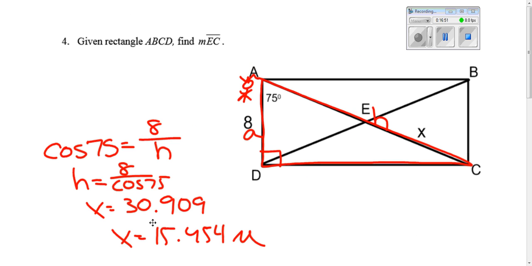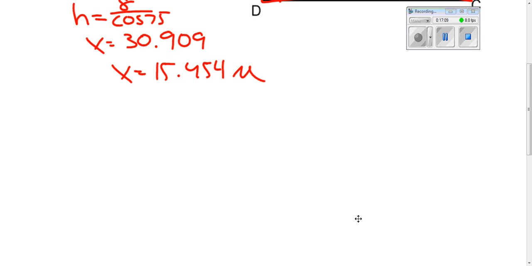And then the last one was the last rectangle example we did. You were asked to find X, which is half of the hypotenuse. So I did cosine of 75 equals the adjacent, which is 8, over the hypotenuse, which I left as H. I solved, I got 30.909, and then I had to divide it in half because I just wanted X, which was E to C, not the entire thing.